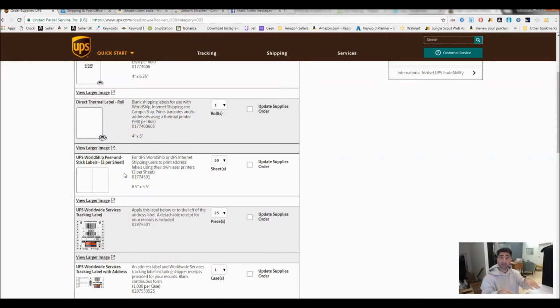So that's for the UPS or FedEx or whatever label that you're going to be printing after you're done with the shipment on Amazon. So that's completely free from them. They'll send you 50 at a time.